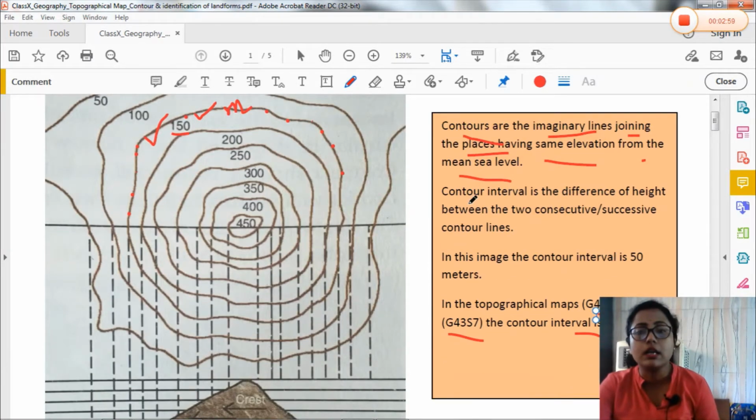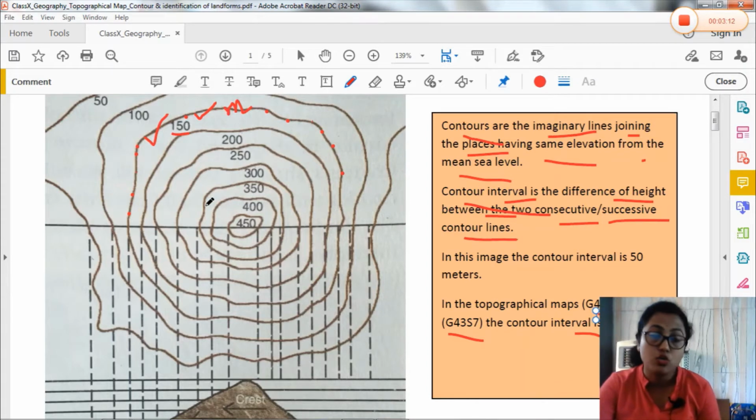Now what is contour interval? Contour interval means the difference in height between two consecutive or successive contour lines. If you see this area, you will get the contour interval here. This is contour line number 1, this is number 2, this is number 3, this is number 4, this is number 5. The definition is the difference in height between two successive or consecutive contour lines.